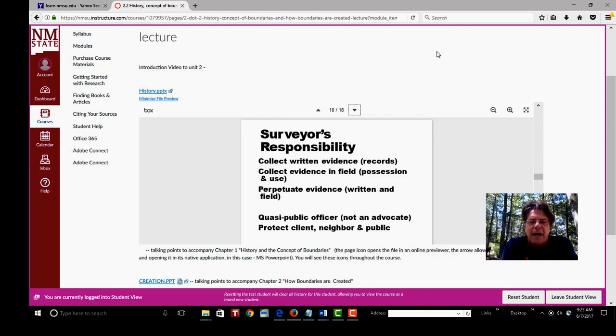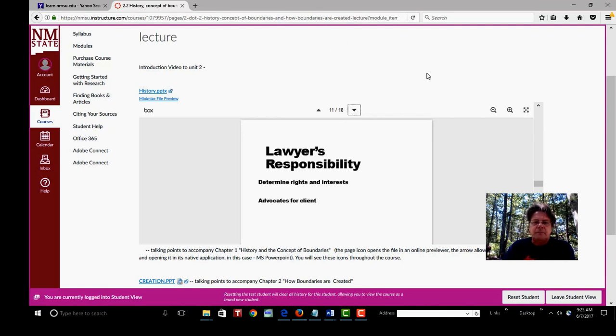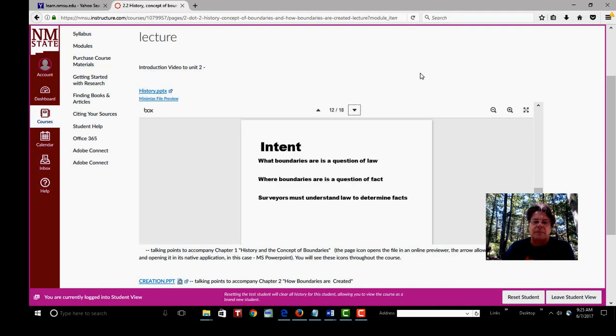In this case, we're acting in a quasi-public capacity. We're not an advocate for our client. We're trying to do that which is right. We're trying to protect our client's interest and his neighbors, as well as the general public. This is part of the reason for our Licensure Act. The lawyers, on the other hand, determine rights and interests, and they are advocates for their individual client. The intent of a particular thing is only used to clarify an ambiguity that may exist in the written writings.